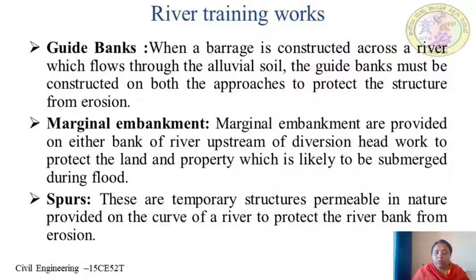And next, that is the spurs. These are temporary structures, permeable in nature, provided on the curve of the river to protect the river bank from erosion. So these are projected from the river bank towards the bed, making an angle of 60 to 70 degrees with the bank of the river. The length of the spurs depends on the width of the river and the sharpness of the curve.